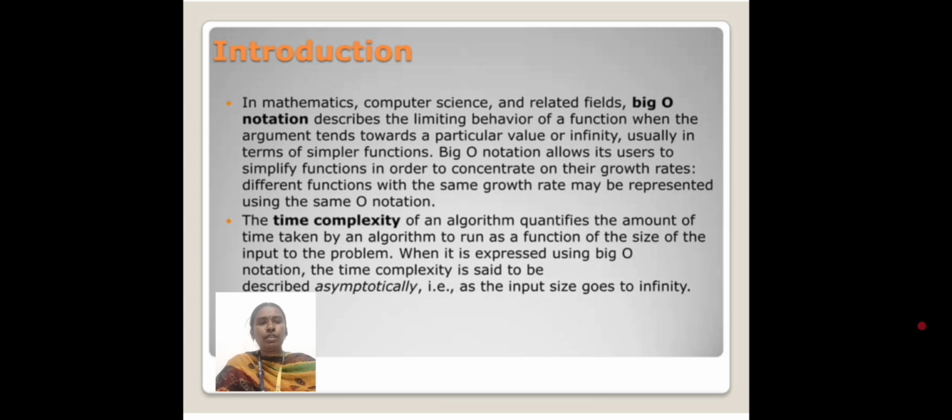Here the time complexity of an algorithm quantifies the amount of time taken by an algorithm to run as a function of the size of the input to the problem. When it is expressed using big O notation, the time complexity is said to be described asymptotically, that is, as the input size goes to infinity.